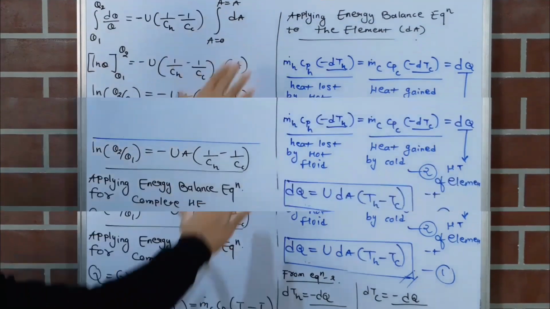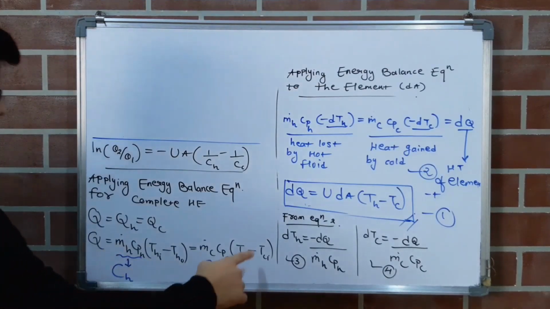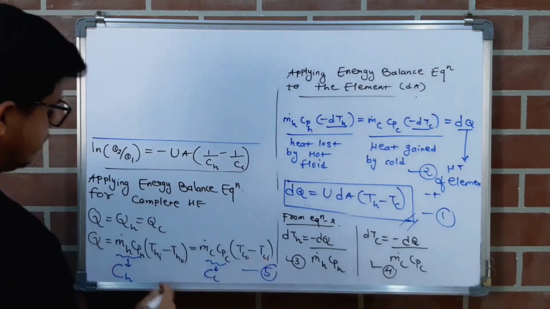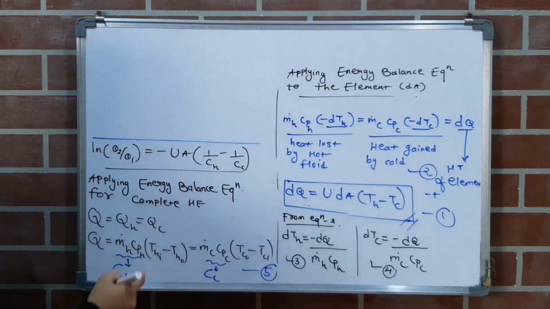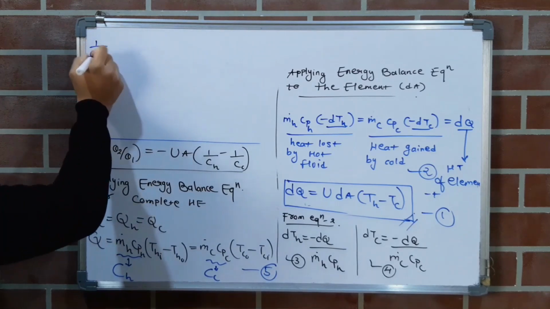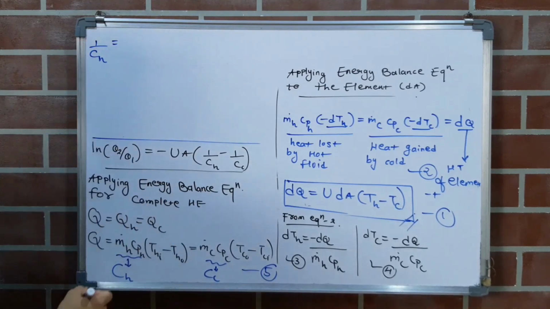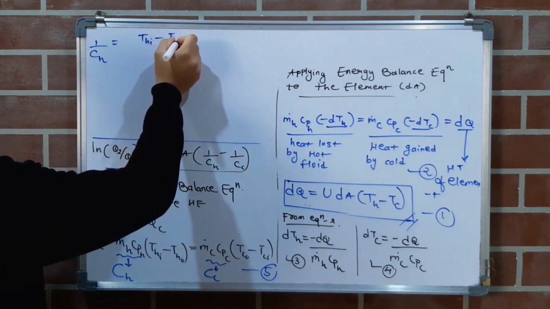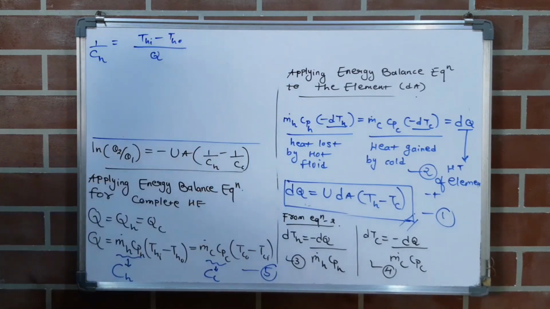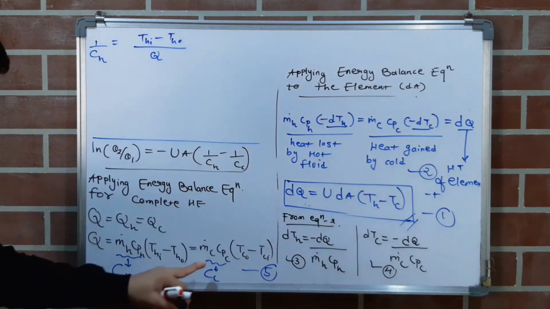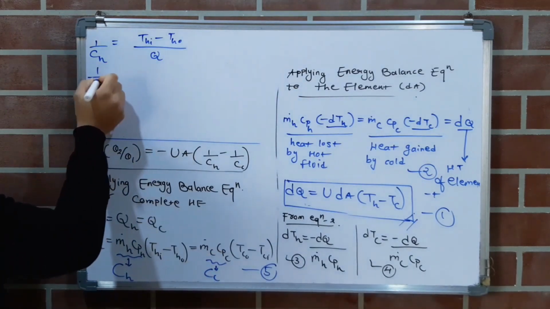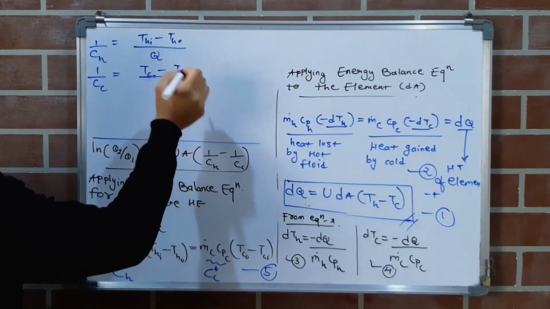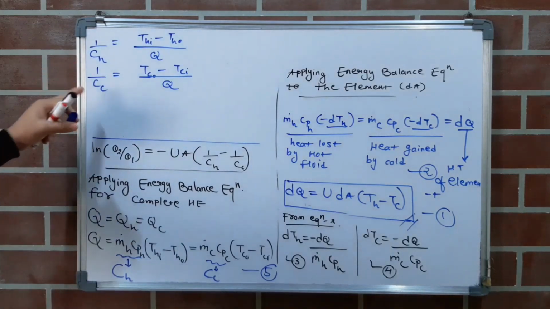I have to simplify this upper part. So from this equation, let me mark this equation number 5, right? From equation number 5, I can get the values of 1 upon Ch. So 1 upon Ch is (Thi minus Tho) divided by Q. And 1 upon Cc will be (Tco minus Tci) upon Q, right? We got the values of 1 upon Ch and 1 upon Cc.